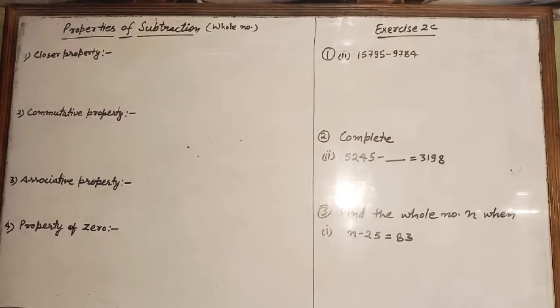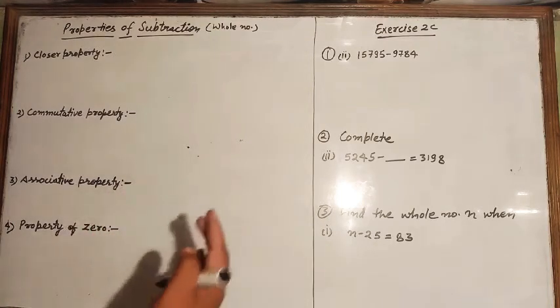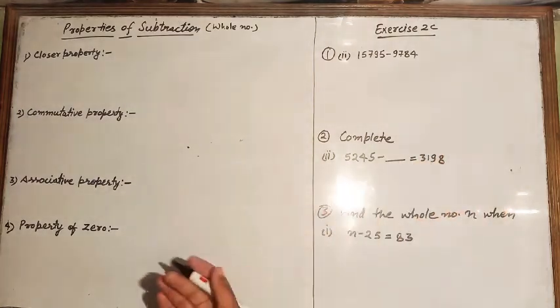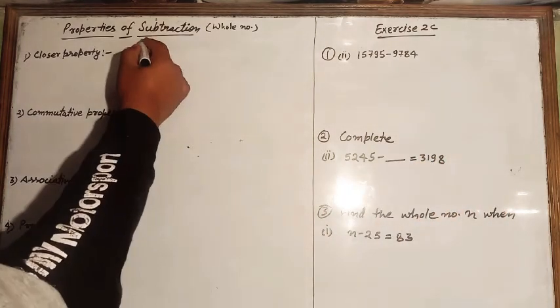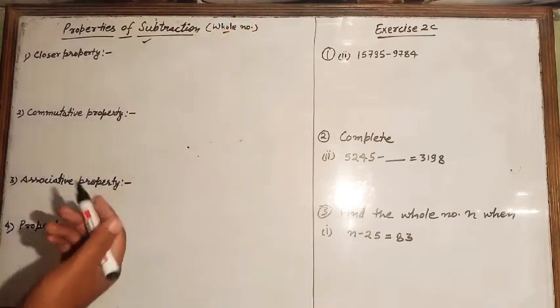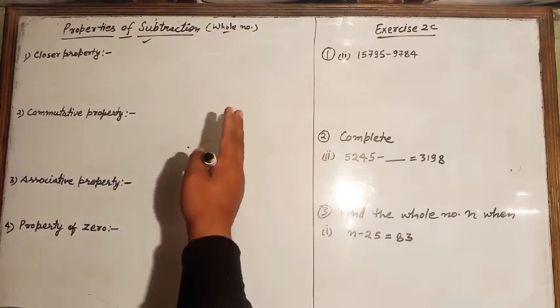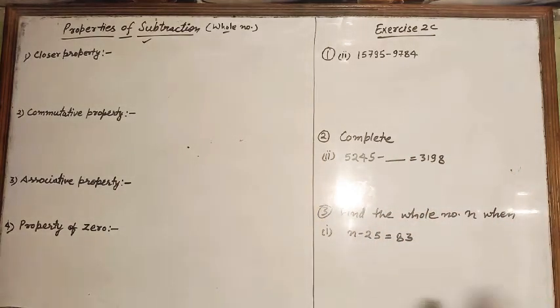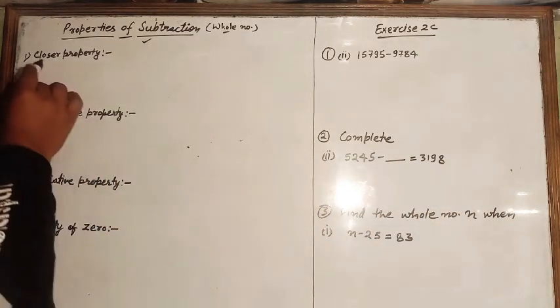Hello students, in this video we will learn about some properties of subtraction in the case of whole numbers, and we will also do some of the questions of Exercise 2C. See, properties of subtraction in case of whole numbers. All you know is that whole numbers begin from 0 and then 1, 2, 3, 4, and so on they will move forward. Now come to the closure property.